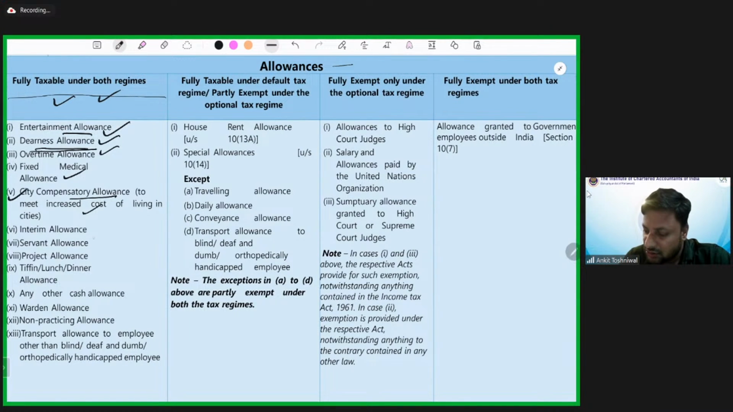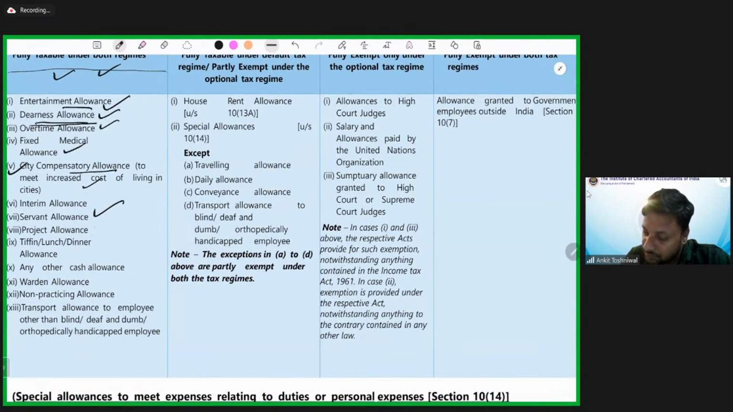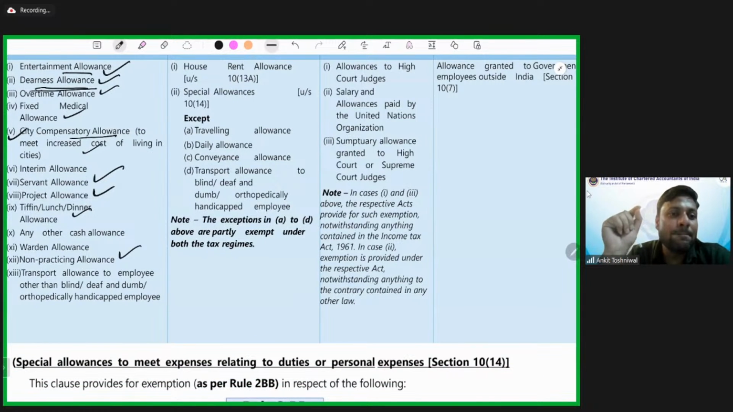Any interim allowance is taxable. Servant allowance, if you are getting any allowance for having a servant, it is taxable. Project allowance, for any kind of project you are getting a special project allowance, that is fully taxable. Tiffin allowance, dinner allowance or lunch allowance, it is fully taxable. Any other cash allowance is taxable. Warden allowance is taxable. Non-practicing allowance, that you cannot practice some business, you cannot practice something else, that is non-practicing allowance.